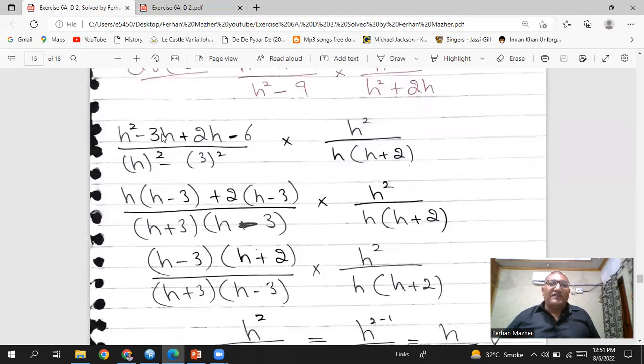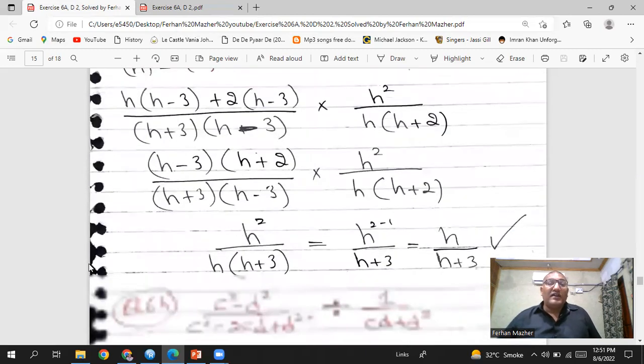Now, from the first two terms, I can take h common. So in the bracket, you are left with the h minus 3. From the last two terms, plus 2 is common. Take it common. So in the bracket, you will have h minus 3. Here downstairs, this is h squared minus 3 squared. These are two perfect squares and a negative between them. So it will be h plus 3 in one bracket, h minus 3 in the other bracket. Multiply h squared divided by h. And in the bracket, I have h plus 2.